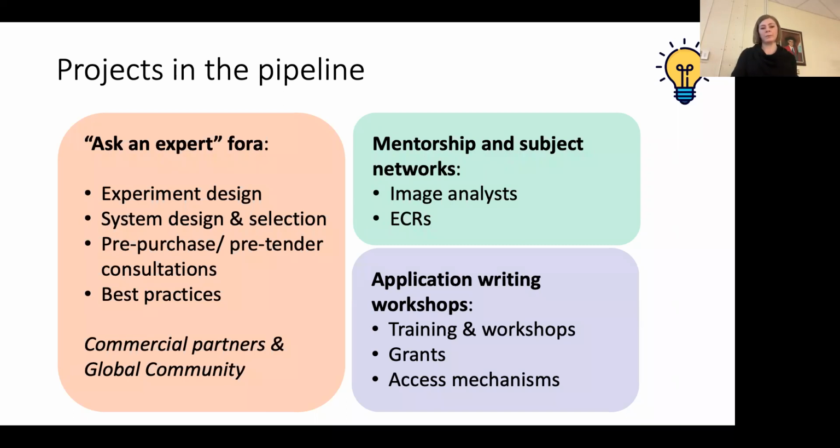And what will be coming up shortly is some application writing workshops, where again, the community has indicated that they want help with how to write good applications, whether it be to access a workshop or other training initiatives, grants related to microscopy, or access mechanisms, such as to access infrastructure within Eurobioimaging, or the Advanced Imaging Center, or the African Microscopy Initiative that you'll hear about from me in a few slides. So if any of these sounds like things you'd like helping people with, feel free to get in touch.